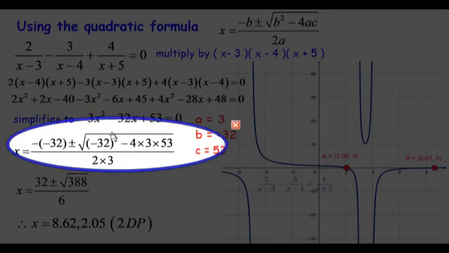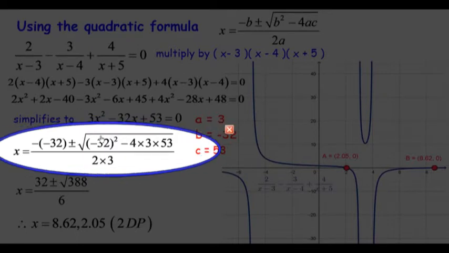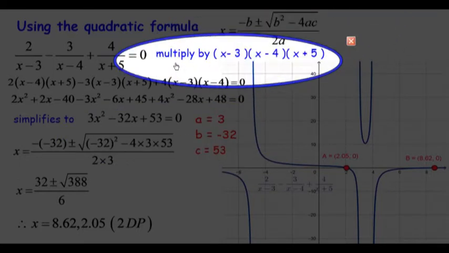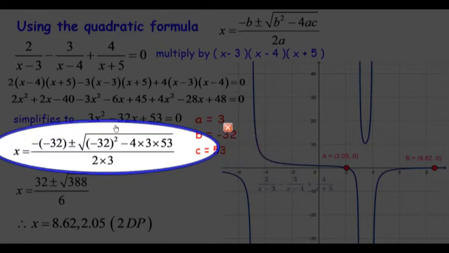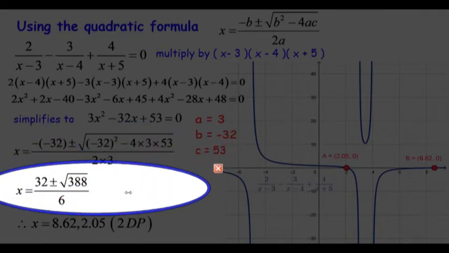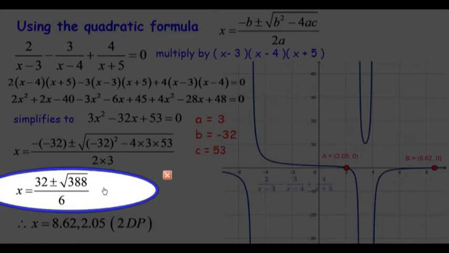So then we start putting it into the formula. A is 3. B is minus 32, so it's minus b, which is 32, plus or minus the square root of 32 squared minus 4 times a, which is 3, times c, which is 53, all over 2 times a, and a was 3, so it's 6 on the bottom. That eventually gives us this expression: x is equal to 32 plus or minus the square root of 388, over 6.